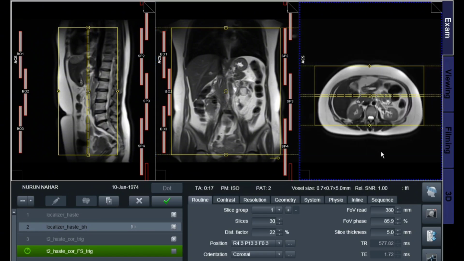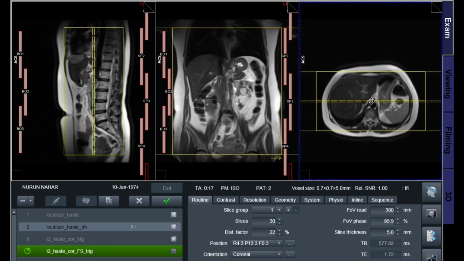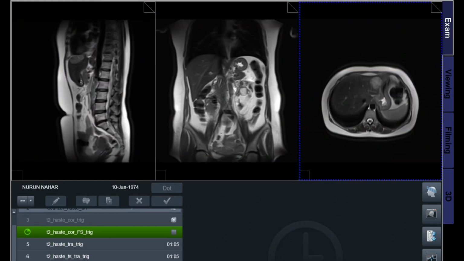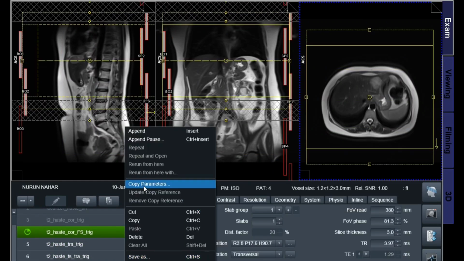MRCP, magnetic resonance cholangiopancreatography, special T2-weighted sequence, provides detailed view of biliary and pancreatic ducts.